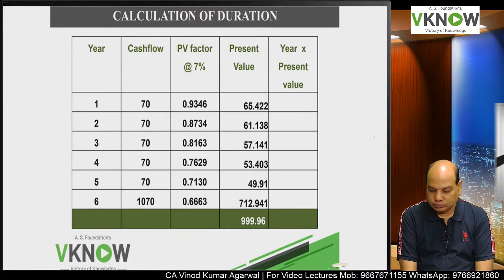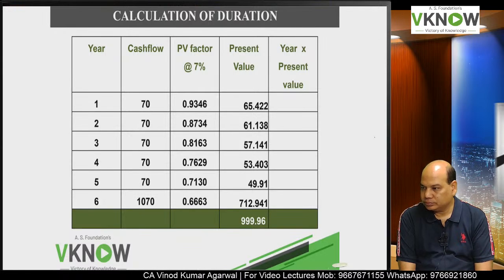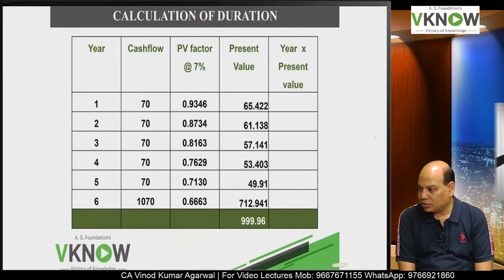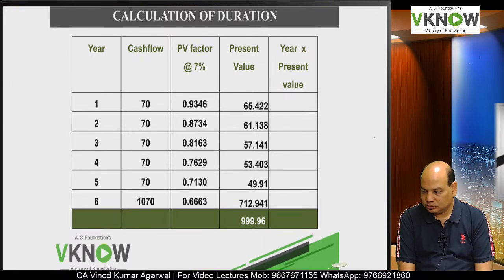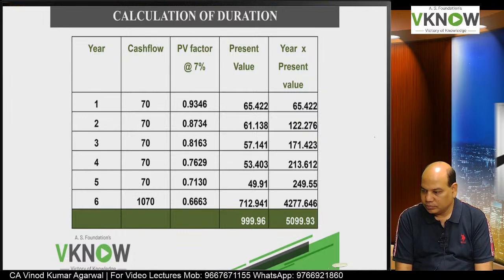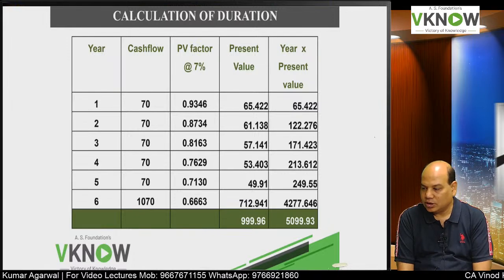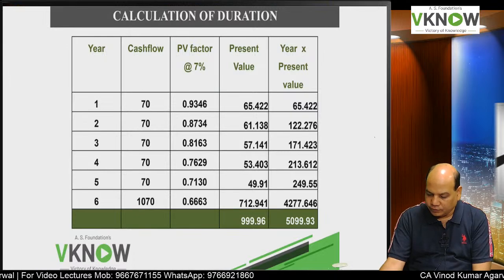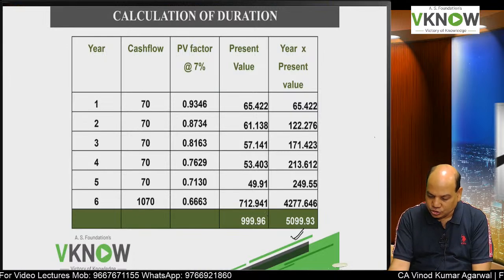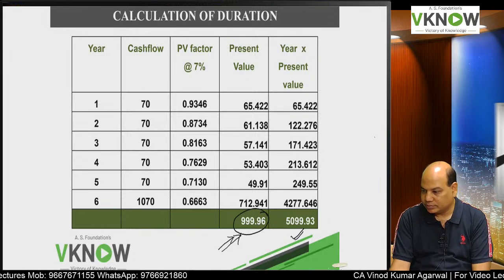After that, solve the last column. Yes, anybody? Last column total. Check the answer. Is it right? Please reply. Yes or no? So the total of the last column, note down 5099.93, and this should be approximately 1000 because coupon rate and discount rate are the same.